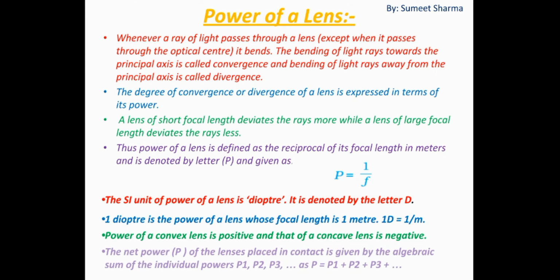Okay, and lastly, the net power of lenses placed in contact is given by the algebraic sum of individual powers P1, P2, P3 as P is equal to P1 plus P2 plus P3. अगर कोई lenses contact में रखे हैं different lenses of different powers, so their net power will be the summation of the power of all the lenses. Okay, got the point? This is the important topic, power of lenses. You need to understand it carefully.